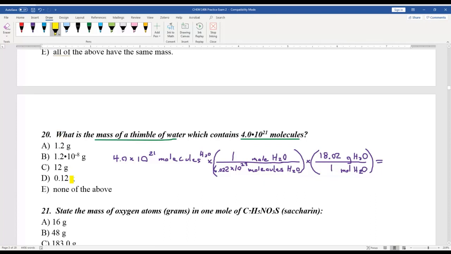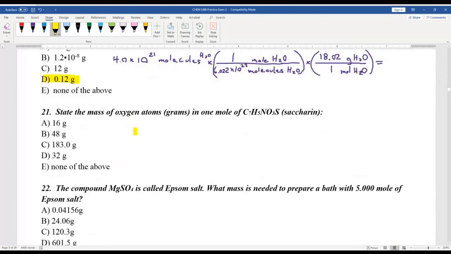So you have to be careful about how you put this in the calculator. If you use the E button, like 4.0 E21, don't do 4.0 times 10 E21 or you'll get the wrong answer. If you're going to use that EE button on the calculator, it's 4.0 E21 divided by 6.022 E23, and then you multiply times 18.02. All right, cool. Very good.